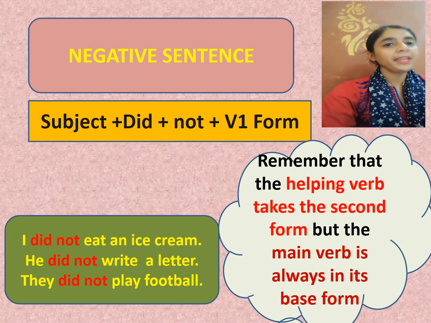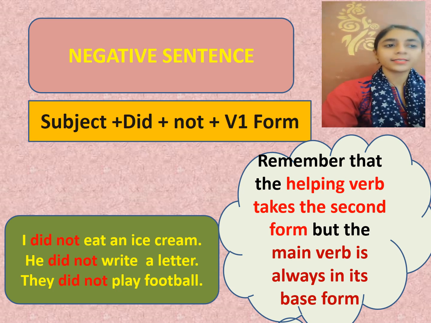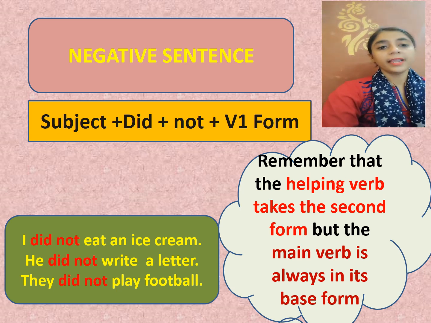The rule to make a negative sentence in past tense is subject followed by did, then not, then the verb's first form. For example, children, I did not eat an ice cream. He did not write a letter. They did not play football.